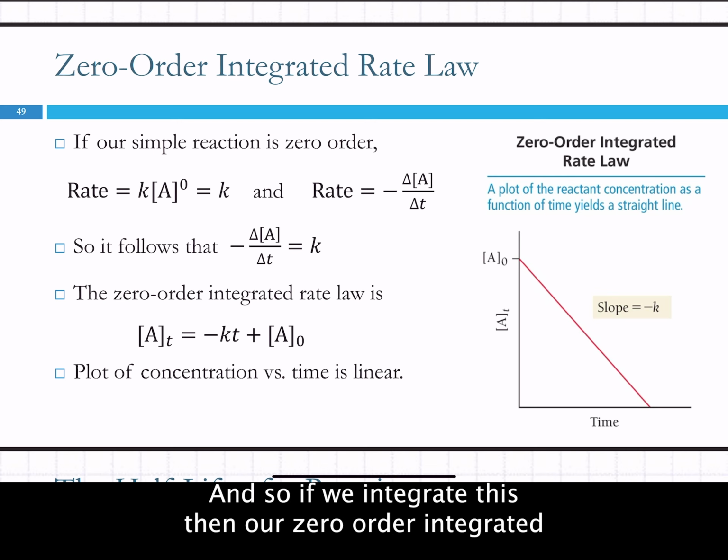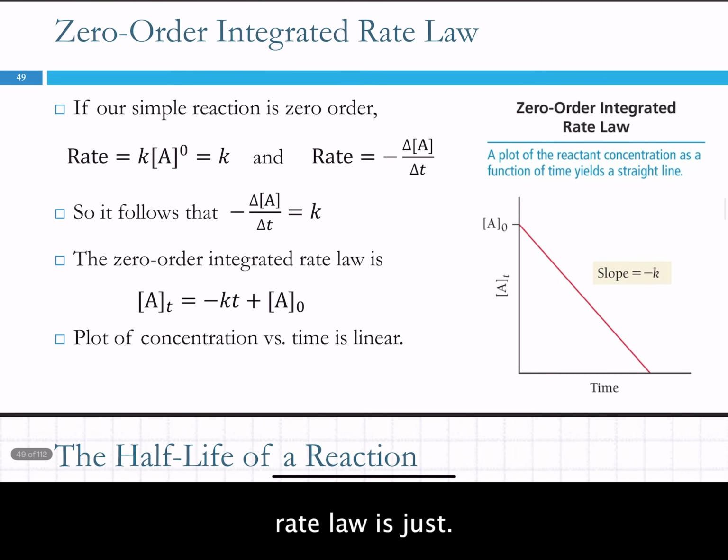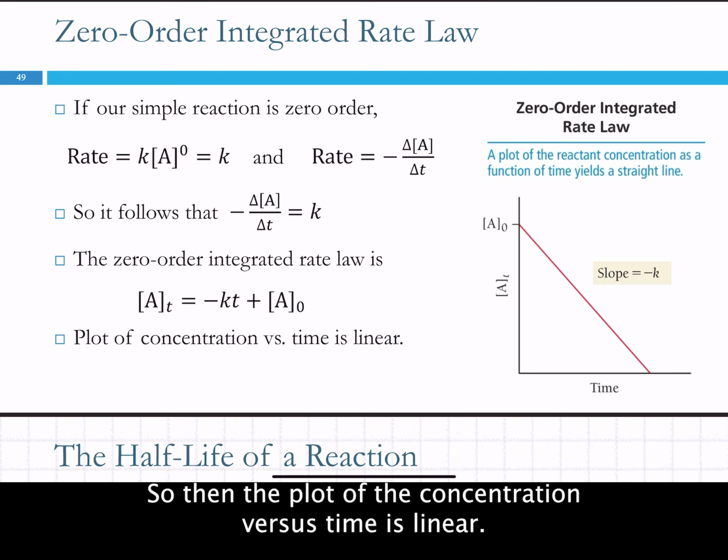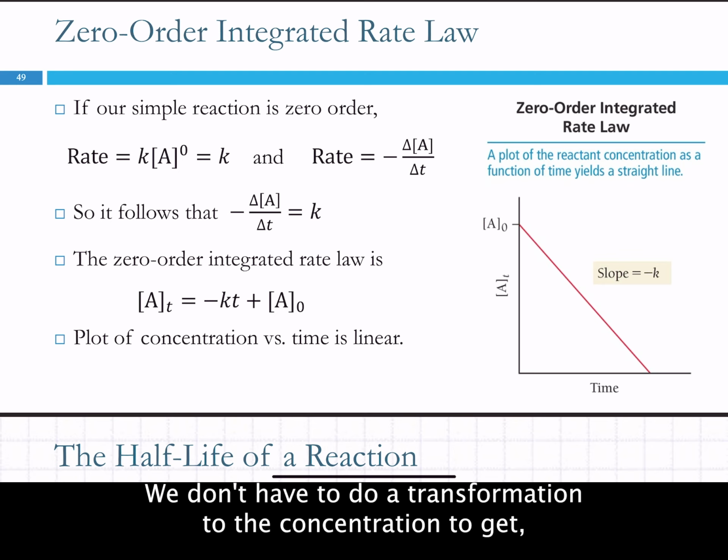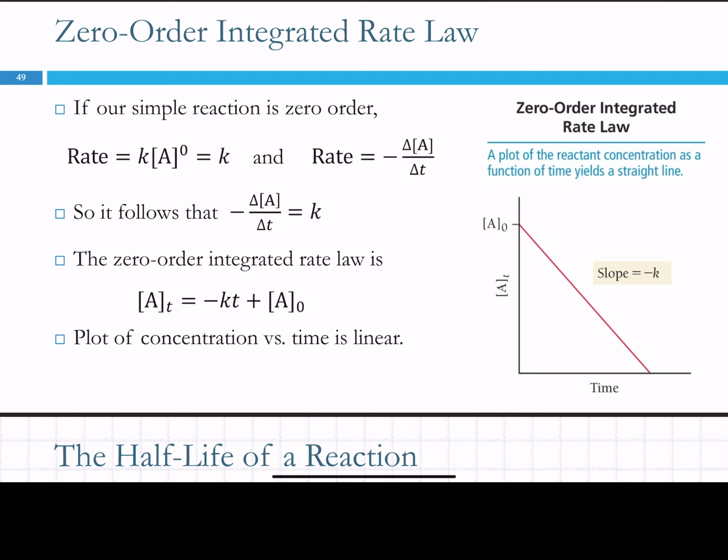So if we integrate this, then our zero order integrated rate law is just the concentration of A at time t equals negative kt plus A0. So then the plot of the concentration versus time is linear. We don't have to do a transformation to the concentration to get a straight line.